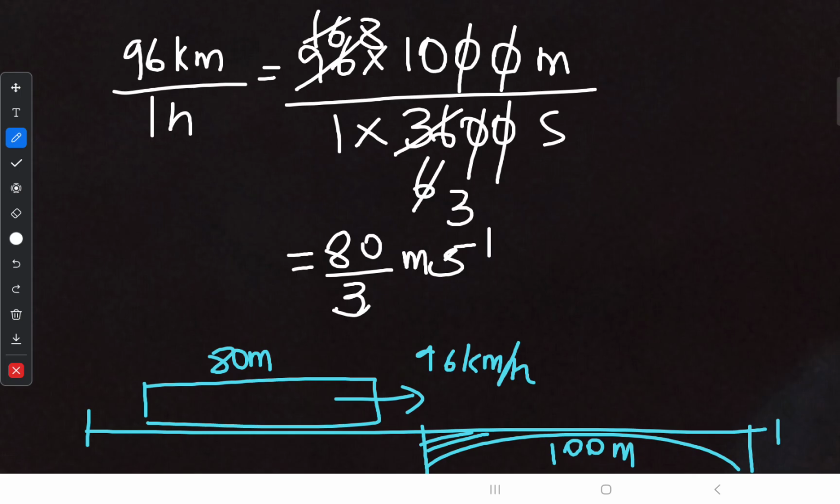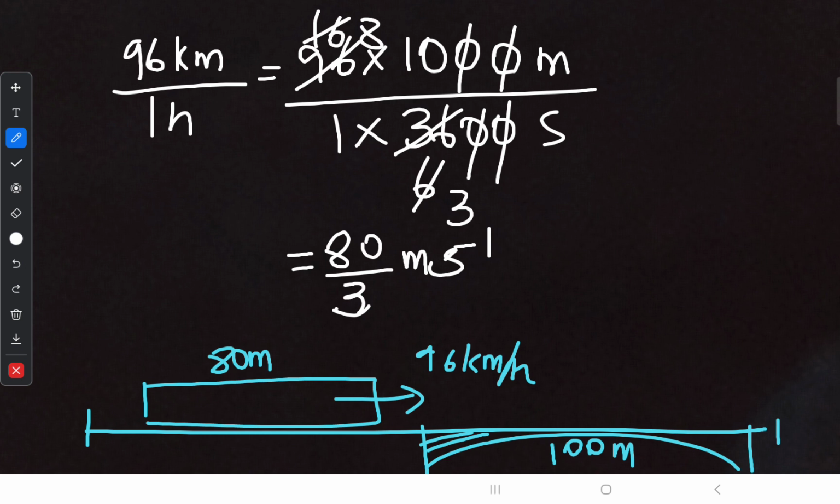80 upon 3 meter per second. Here you have to think of another thing. Don't convert it to a decimal number, because it's easier to deal with fractions rather than decimal numbers.